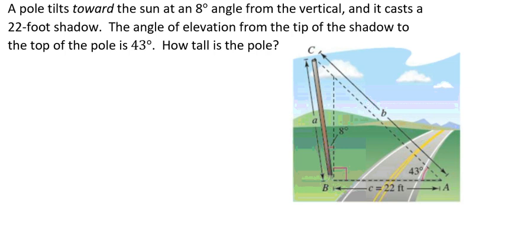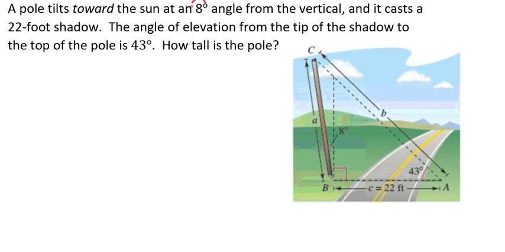In this video, we're going to find the missing side of an oblique triangle. We're told that a pole tilts towards the sun at an 8-degree angle from the vertical, and it casts a 22-foot shadow. The angle of elevation from the tip of the shadow to the top of the pole is 43 degrees. How tall is the pole?